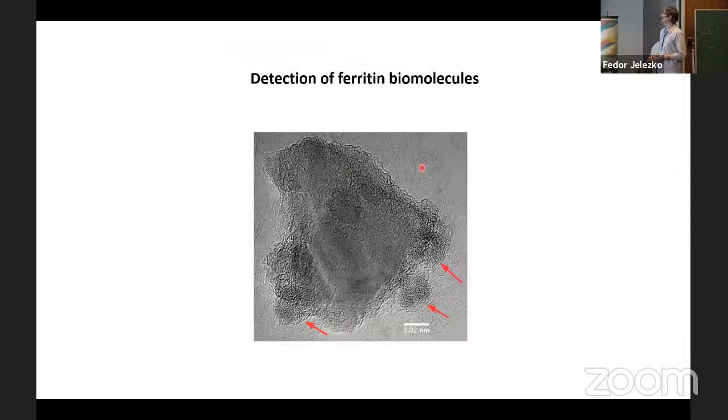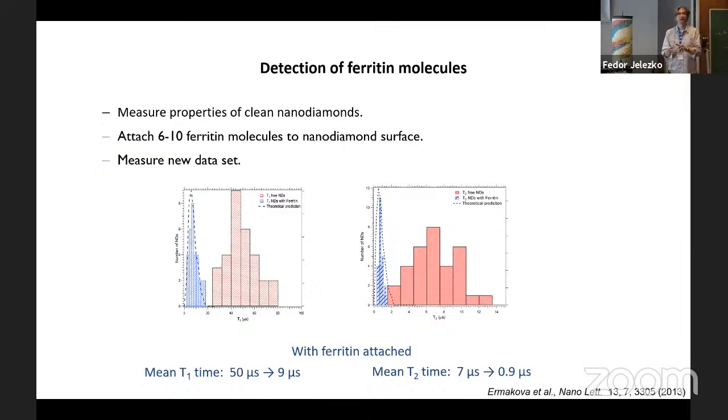Now, this is a picture of the nanodiamonds. It's still actually larger than the ferritin molecule. So the large piece here is a nanodiamond, and the small blobs outside are ferritin, and it's an electron microscopy picture. It's a pretty large nanodiamond, having several NV centers. We tried to look for a smaller one, and we think that our detection limit was very close to a detection of a single ferritin, and we've been able to detect it via change of coherence time and T1 time of the qubit.